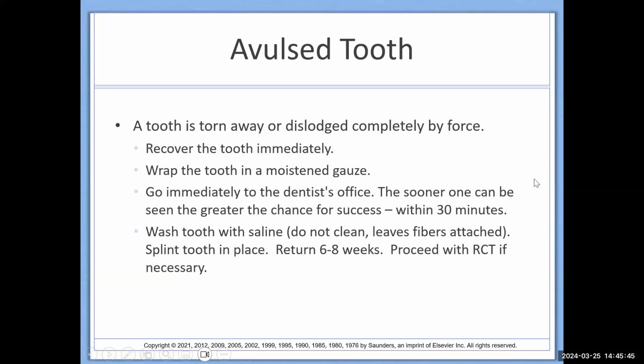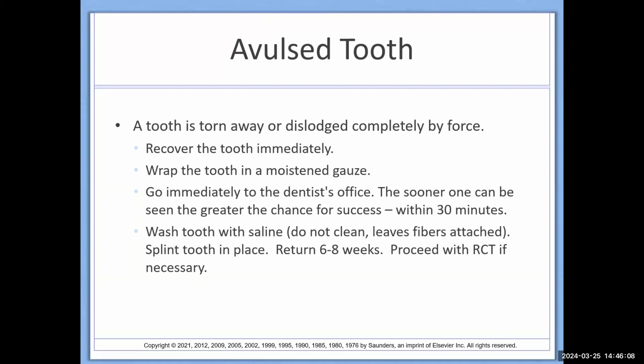Okay. I talked a little bit about the avulsed teeth. The avulsed teeth, when the teeth are completely knocked out by force, you want to recover the tooth immediately. Go get it, even if it's in the dirt, go get it. Wrap the tooth in a moistened gauze or moistened napkin. Go to the dentist's office with it. The sooner one can be seen, the better the chances of the success of the tooth, within 30 minutes.